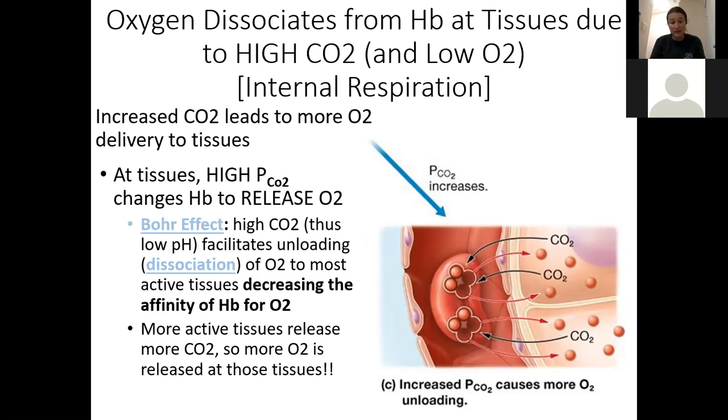Okay, so this concept is called the Bohr effect, right? Essentially, high carbon dioxide is going to facilitate the unloading, the dissociation of oxygen to the most active tissues. It does this by decreasing the affinity of hemoglobin for oxygen. Now, there are a lot of different terms floating around here. You should just think of affinity as a desire to hold on to oxygen, and low affinity as spitting off the oxygen, right? So the dissociation of that oxygen.